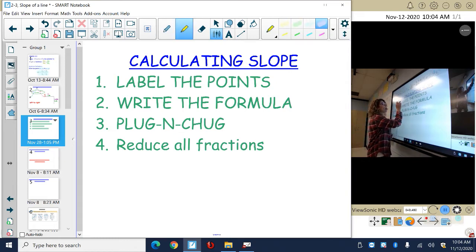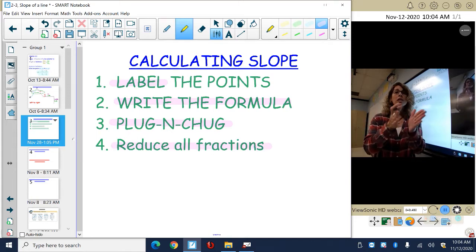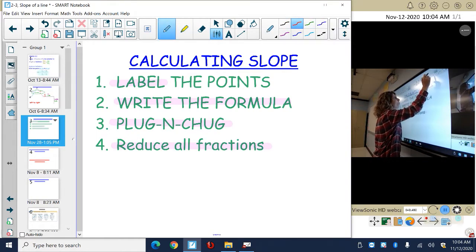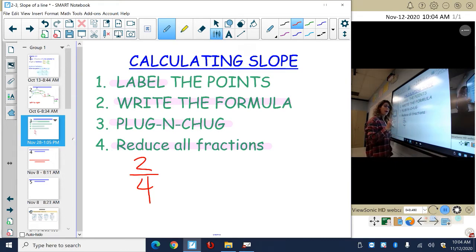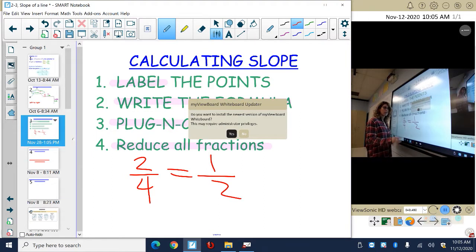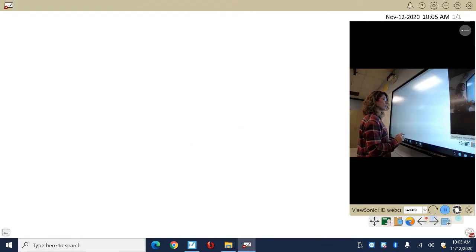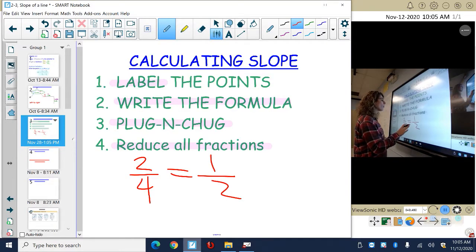So step 1, I want you to label your points. Step 2, write the formula. And yes, I want you to write the formula for each and every problem. Until you memorize the formula and you can effectively do it with your eyes closed, we're going to write the formula. Then you're going to plug and chug your values into it, and you're going to reduce all fractions. Please, please, please, listen. So important. Will you ever find a 2/4 cup in the kitchen? No. You have to reduce it and make it 1/2.